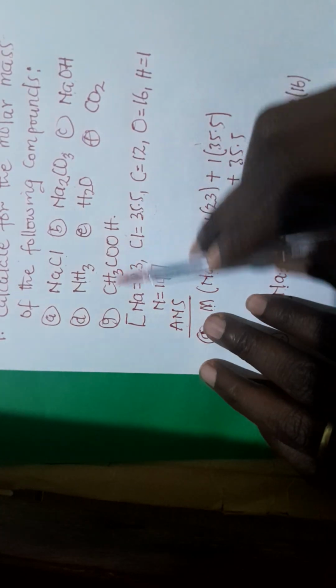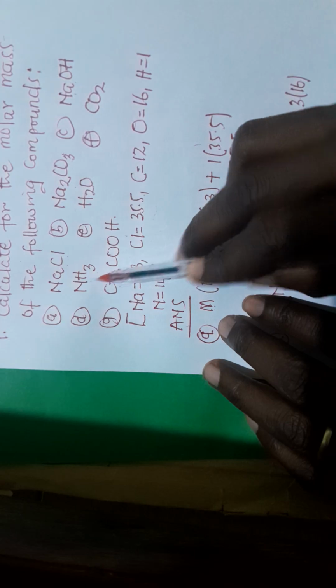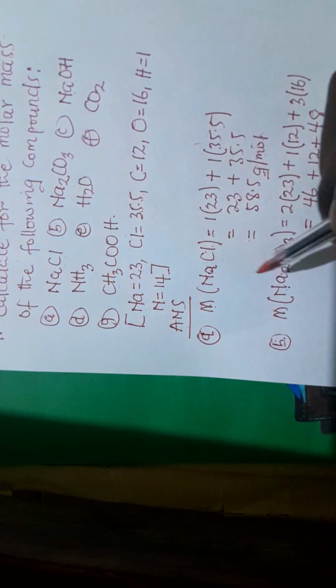That's it. So the rest then will be what? This one, what we call ethanoic acid. You're going to solve for this one, which is ammonia, and that of water. So that is your assignment.